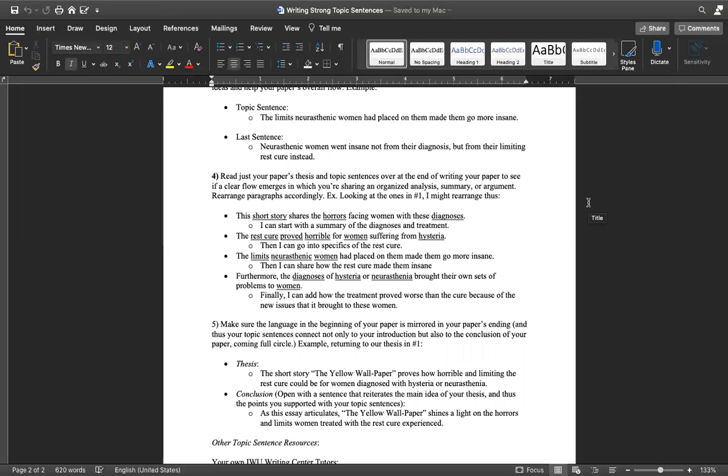Finally, I can add how the treatment proved worse than the cure because of the new issues that it brought to these women by starting with a topic sentence like, furthermore, the diagnoses of hysteria or neurasthenia brought their own sets of problems to women. By rereading my paper in this manner, I can create a good flow that supports my thesis.